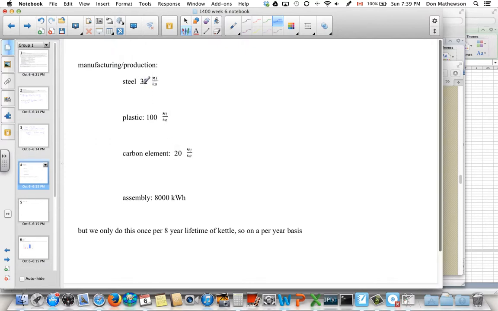So for the steel, it takes 32 megajoules to make a kilogram of steel. Now, in our kettle, we had 750 grams, or 0.75 kilograms of steel. So that means to make the steel in our kettle, it took 24 megajoules. The plastics take quite a bit more energy because you've got to get the petroleum out of the ground. Then you've got to refine it once it reaches the refinery. Now, the transportation of these raw materials, we took into account already in our trucking energy. So this is just the energy to extract them, process them, and make them into what we need them to be.